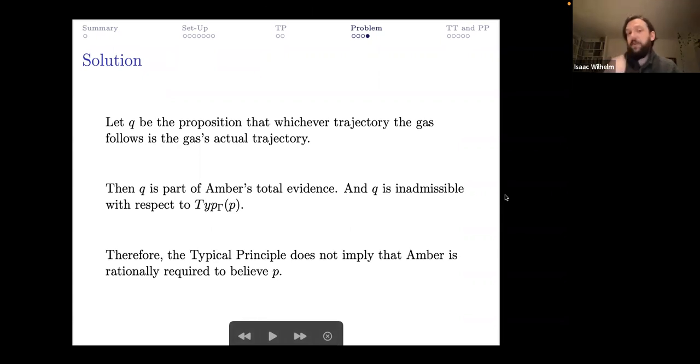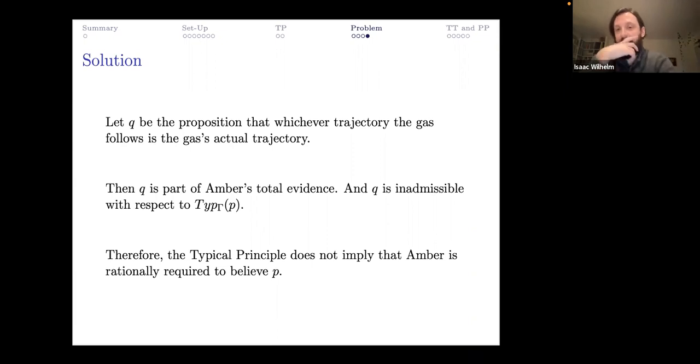So the typicality principle does not have that bad implication that the simple principle had. For let Q be the proposition that whichever trajectory the gas follows is the gas's actual trajectory. Q is obviously part of Amber's total evidence. It's just the definition of the gas's actual trajectory: the trajectory that the gas follows. And Q is inadmissible with respect to typ P. And the reason it's inadmissible, and I'll pause after this, Jens, you can say your question again, or if you don't want to, that's totally fine, obviously.